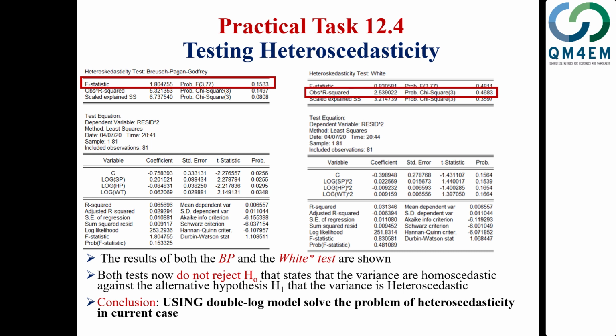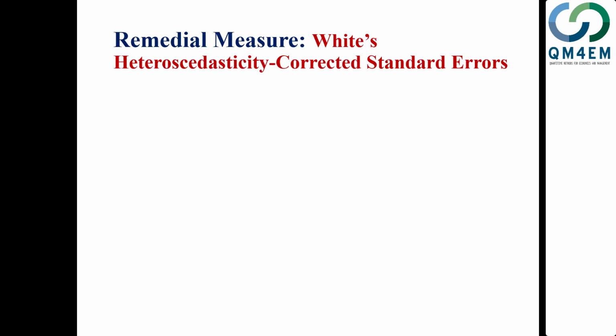We tried a number of remedial measures. We first tried using the predicted value of the dependent variable as a transformation, but it didn't work. Then we used the log form of the dependent variable. It didn't work either. Then we tried the double log model and it solved the problem of heteroscedasticity. Finally, the last remedial measure is White heteroscedasticity corrected standard errors.